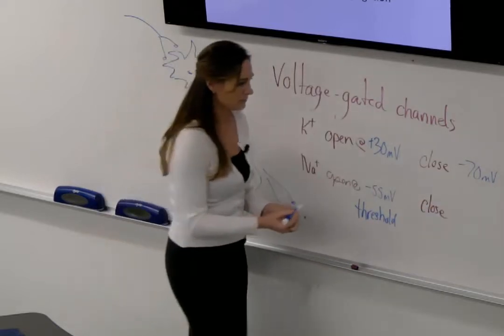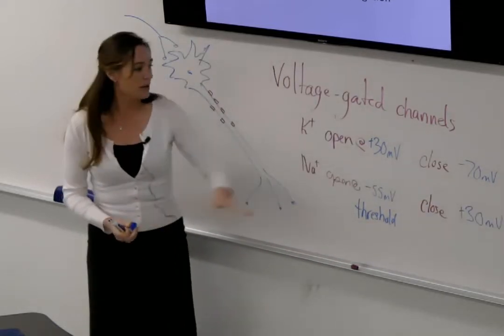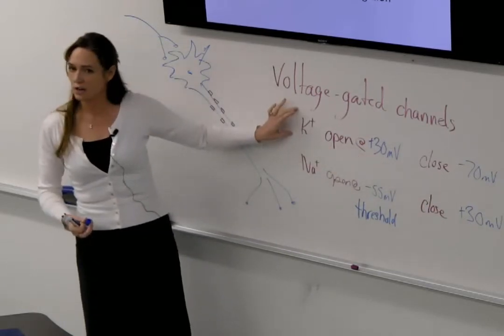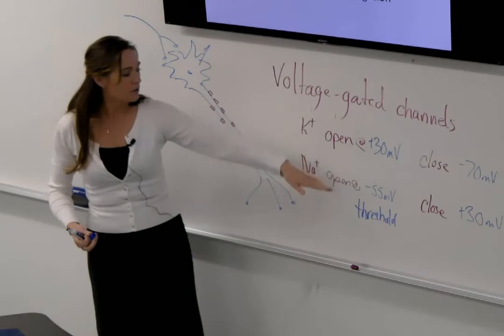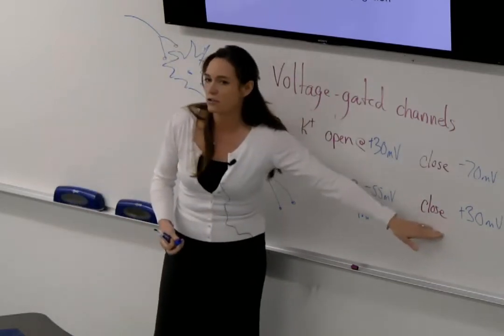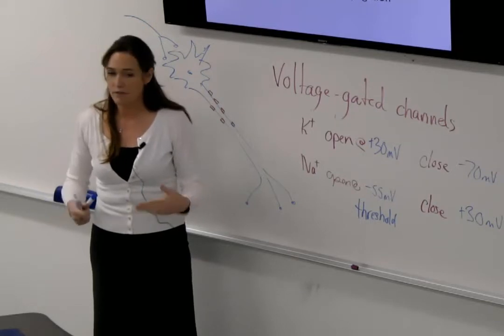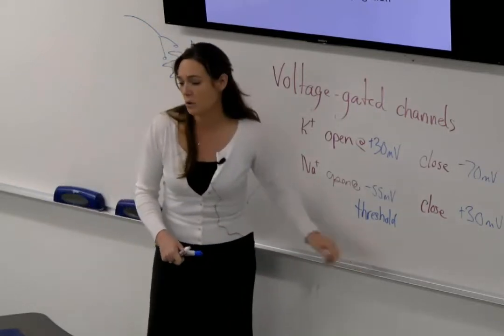Plus 30. So I want you to see, just because you have plus 30, it's actually the opening trigger for one channel, but plus 30 is the voltage that's going to shut down another channel. So they're not all going to be the same. They just really have a voltage level that will open it and a voltage level that will close it.